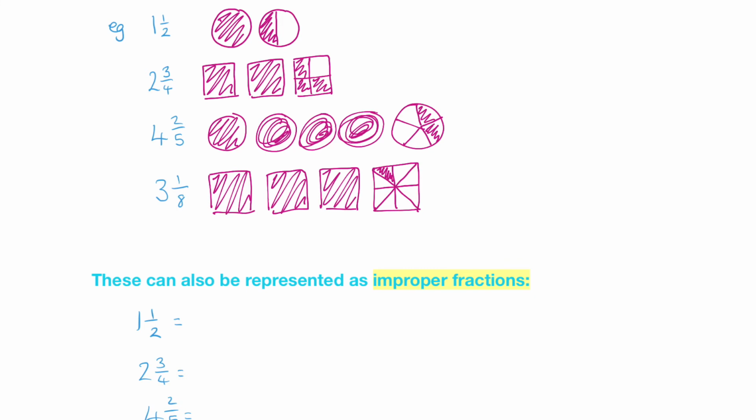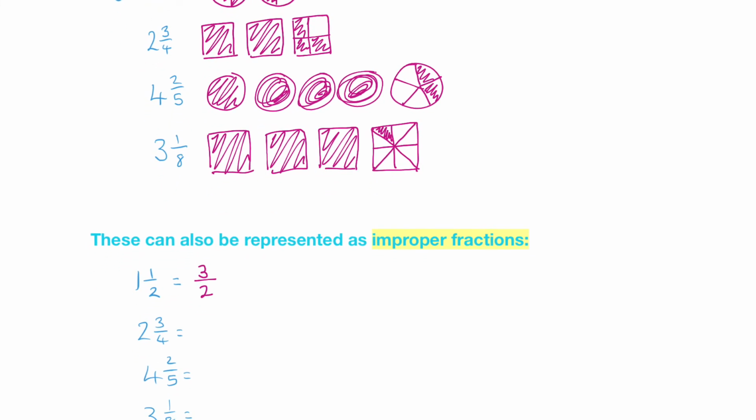So if we go back to our 1 1/2 up here, if I'd split each of those circles into 2, then we can count how many halves we've got all together, can't we? So we can say we've got 1, 2, 3 halves. And that's how we can write 1 1/2 as an improper fraction. We can write 1 1/2 equals 3/2.